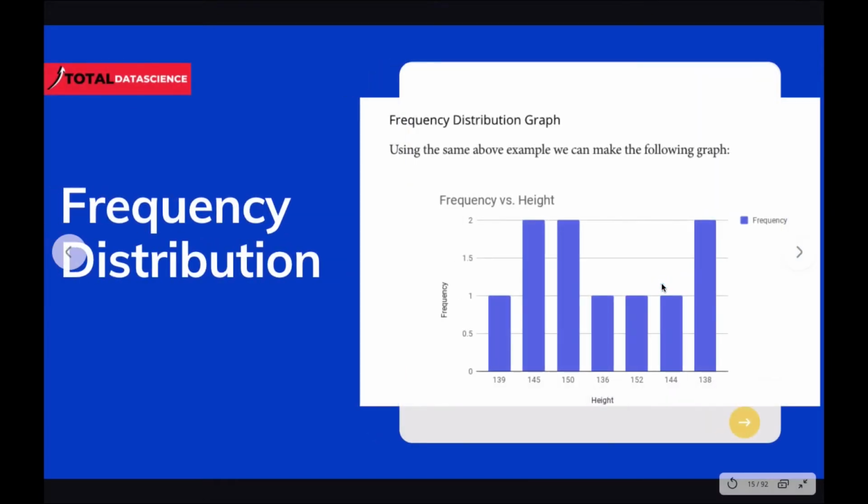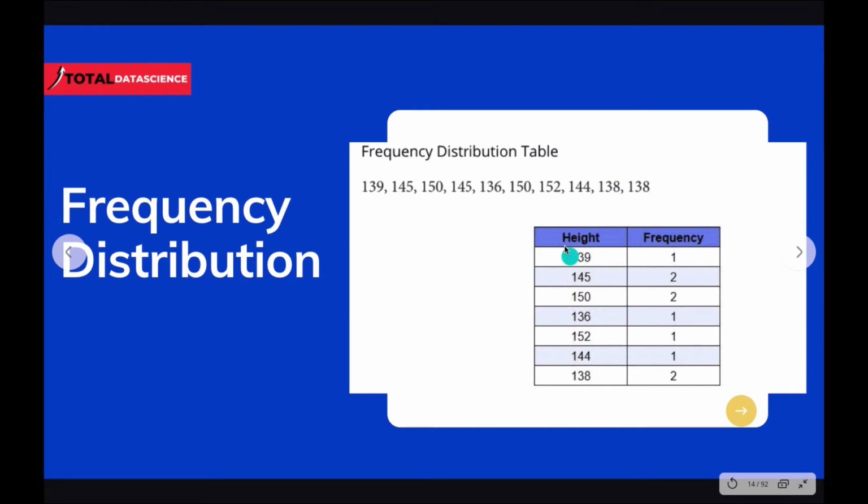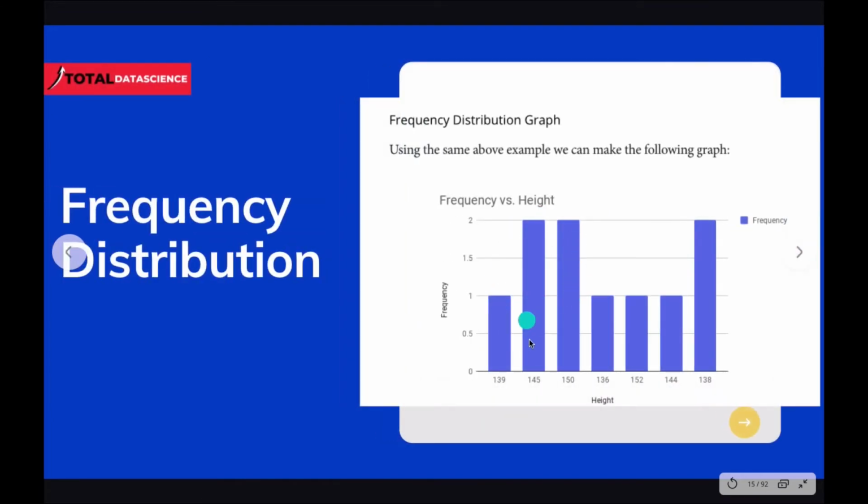In this case, you're seeing the same data that we have: 139, 145, 150, 136, 152, 144, 138, right? It's just the same data that we have over here. We put it in tabular form, and over here we are putting it in the form of a graph. We're using a histogram to do that.